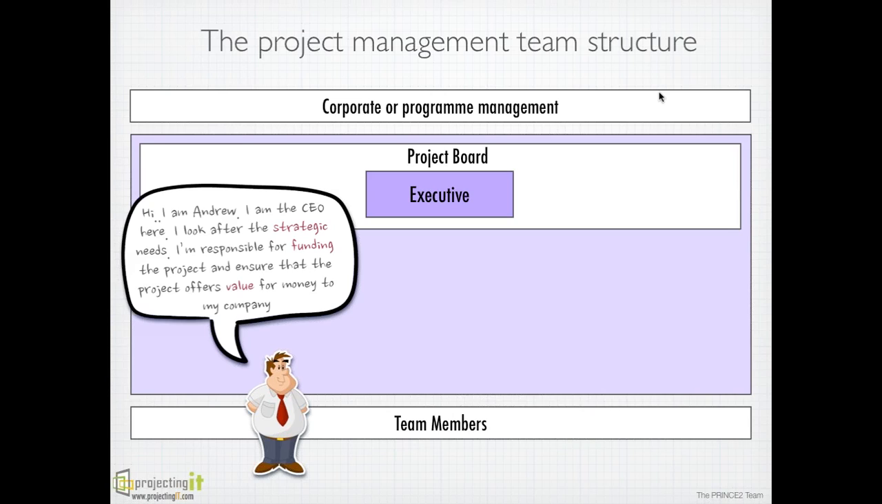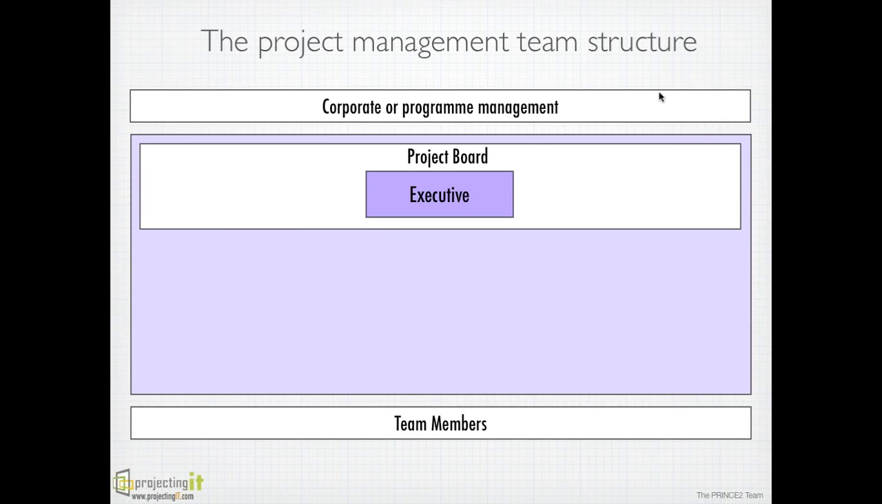ensures that the project receives the required funding, so is responsible for securing the funding, but also about ensuring that the project is value for money. The executive is the owner of the business case and ensures that the project remains strategically aligned throughout. Executive reports to the corporate, and usually a very senior level management person must have authority to commit funding to the project. And then we have senior user or senior users.